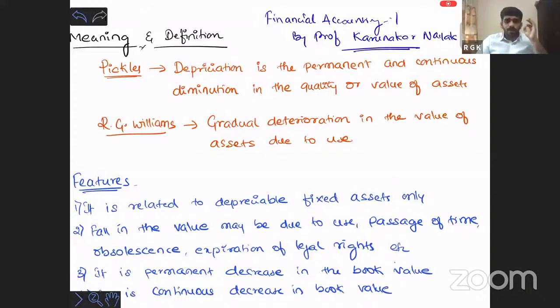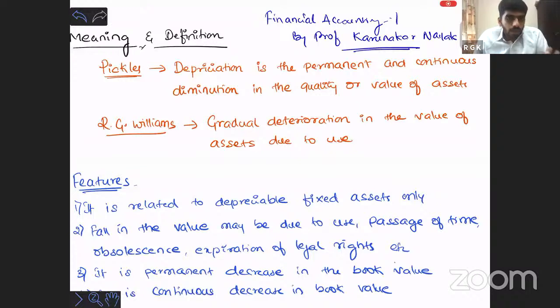Simple example. If you go to a shop and purchase a book, next day, I'm not even talking about 2 years, next day, even if you go and sell it back to him, he will not give the same amount for the book, because once it is sold, value goes on reducing. So why did I tell this point? Because if you see R.G. Williams' definition, he says gradual deterioration in the value of assets due to use. Gradual deterioration due to use. So that doesn't always apply. This definition doesn't hold good always.